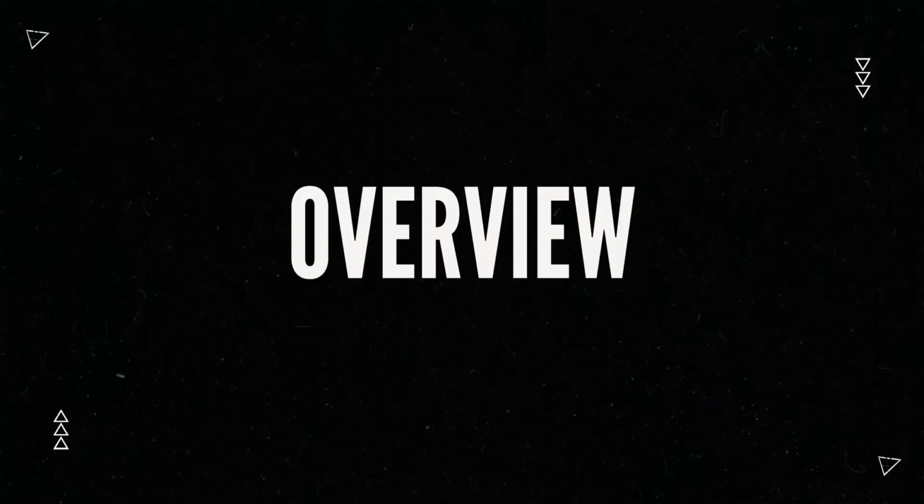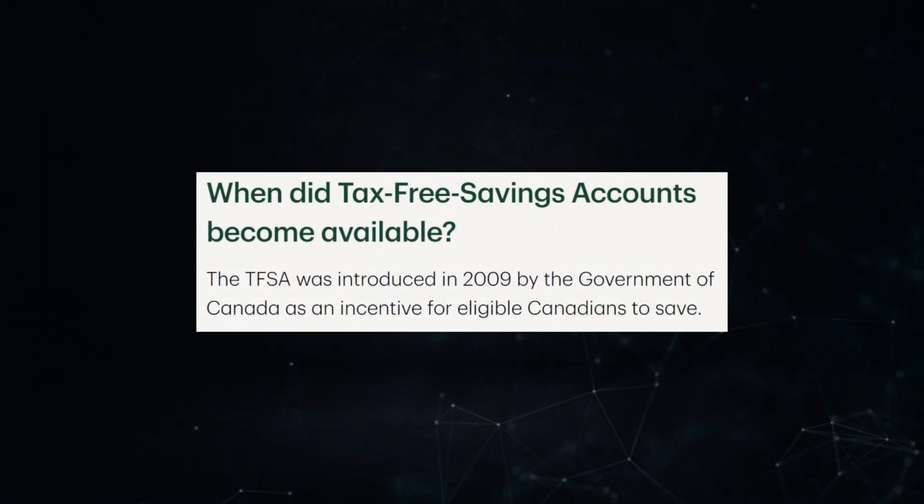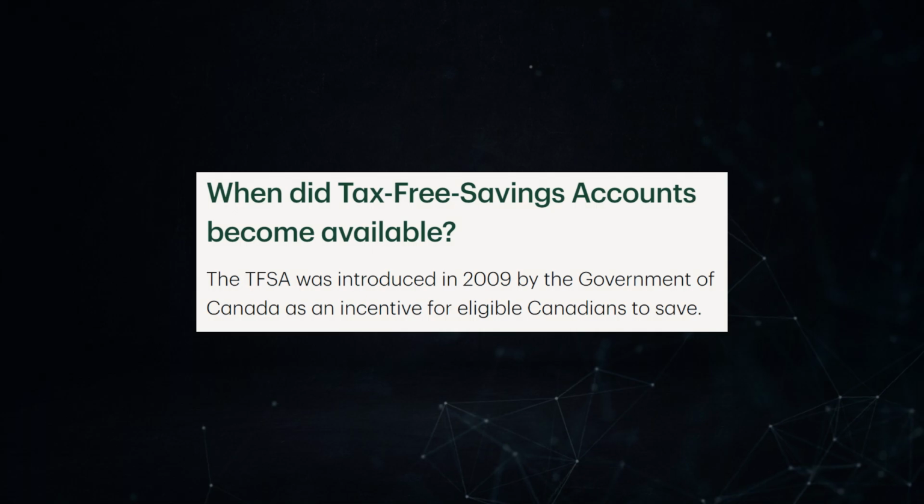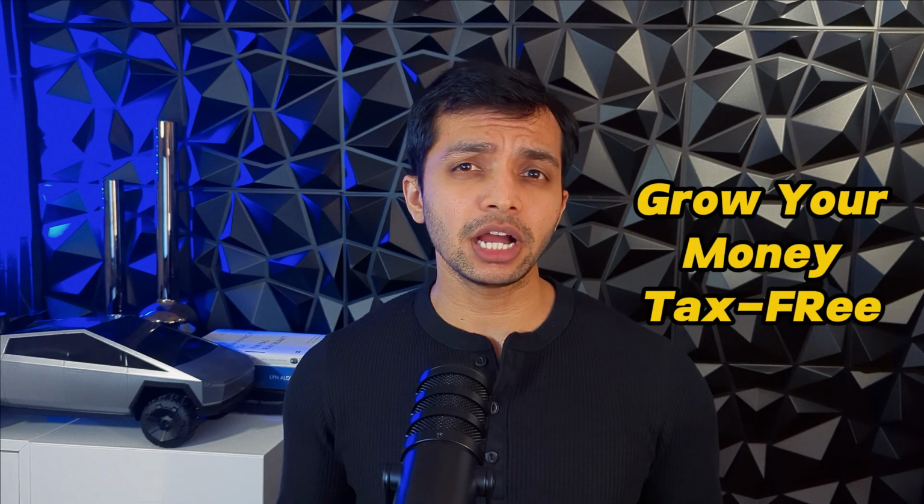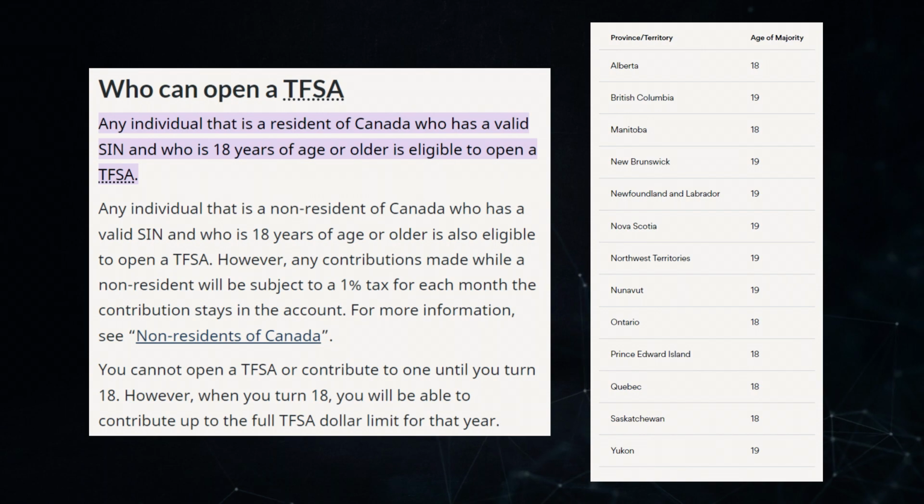Starting with an overview, the TFSA, that stands for Tax-Free Savings Account, is a registered savings account introduced in Canada in 2009. The primary purpose of a TFSA is to encourage Canadians to save and invest by offering significant tax advantages. Basically, you get to grow your money in a tax-free manner. This account is available to all Canadian residents aged 18 or older. Please note, in some provinces, the TFSA becomes available at the age of 19.